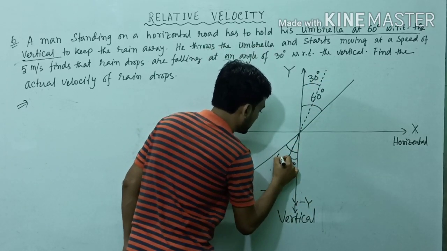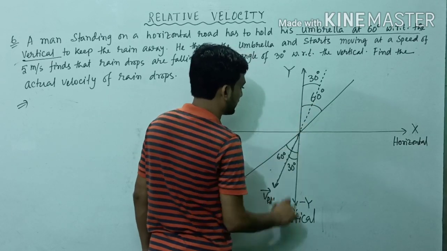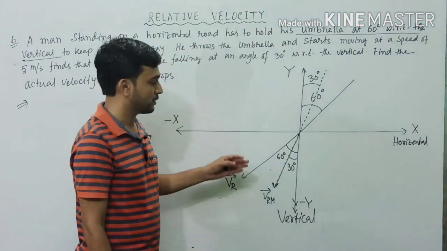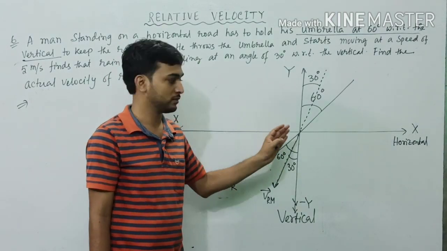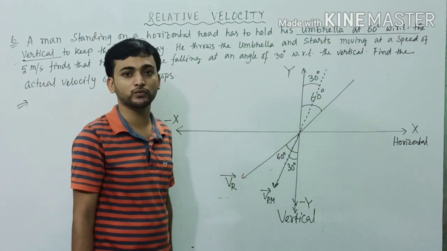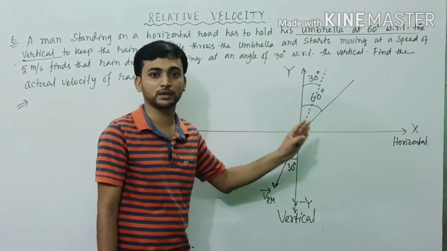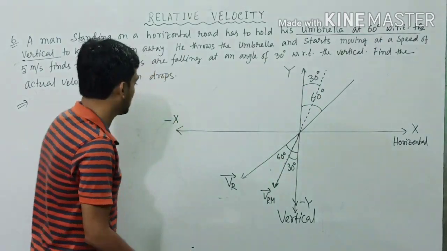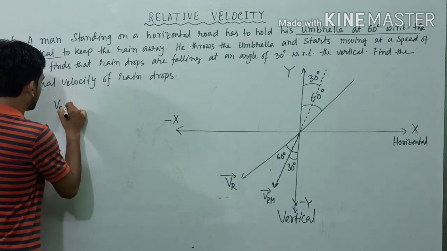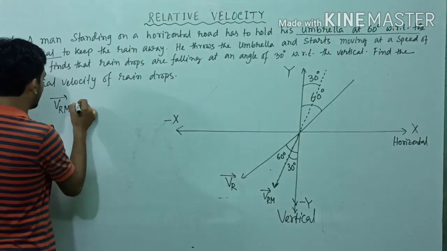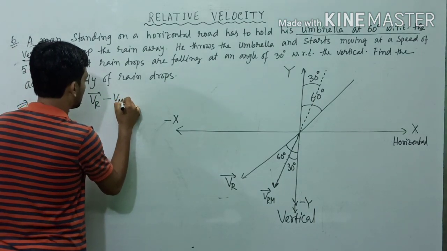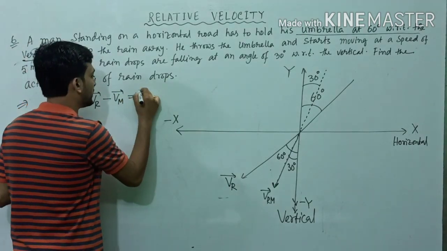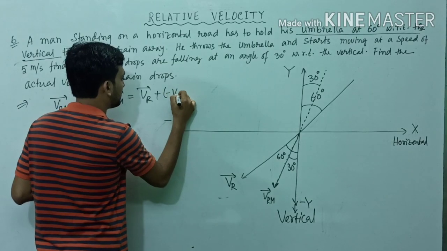This angle will be 60 degree because these two angles are vertically opposite angles. Okay, now we need to identify the actual direction of motion of the man, whether the man will move towards left or towards right, just like the previous numerical. We will write down the expression for relative velocity of rain with respect to man. It will be VR minus VM. This is equal to VR plus minus VM.